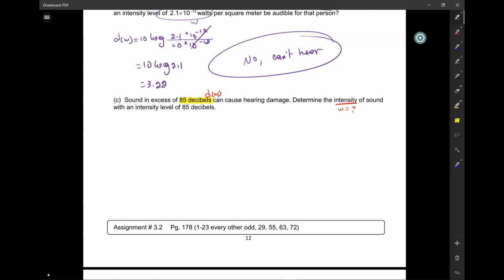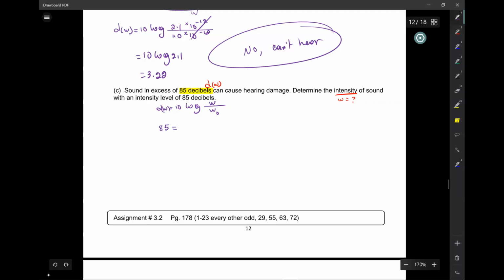D of W is equal to 10 log W over W naught. D of W we're given is 85, equals 10 log W over the constant, which was 1 times 10 to the negative 12. Now, to solve, I need to first divide by 10. So 8.5 is log W over 1 times 10 to the negative 12.